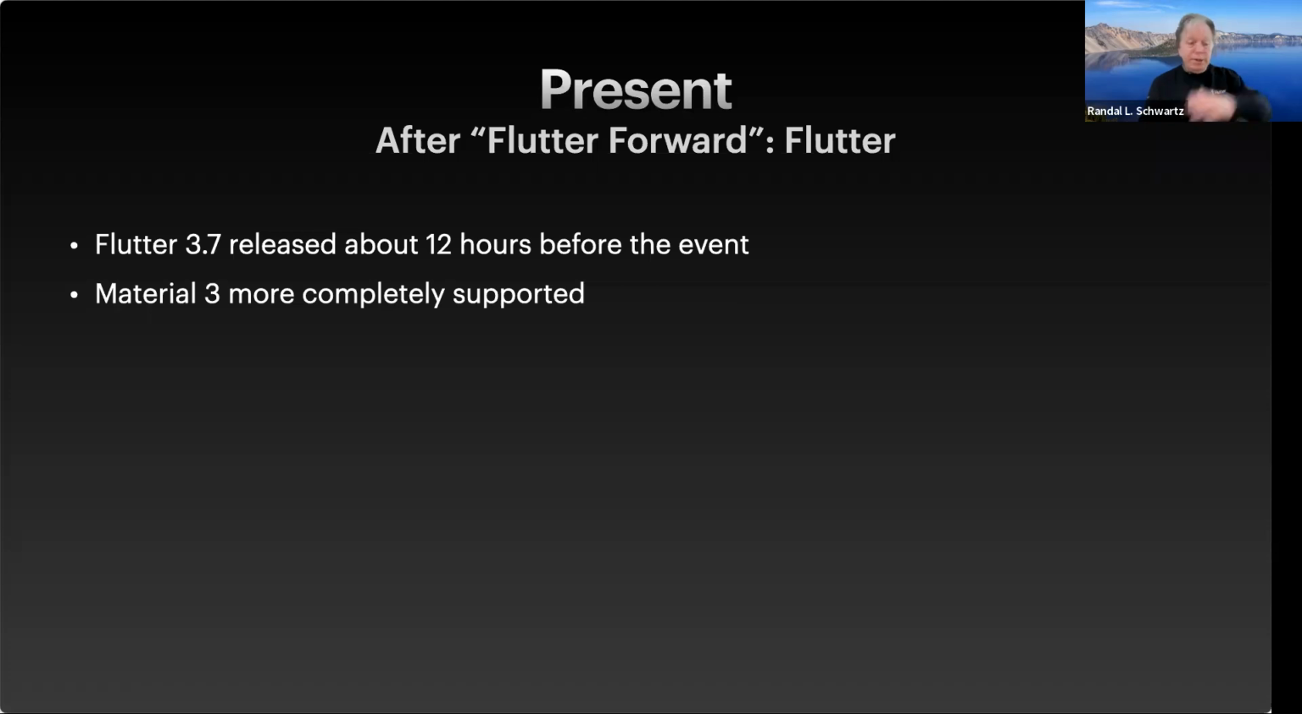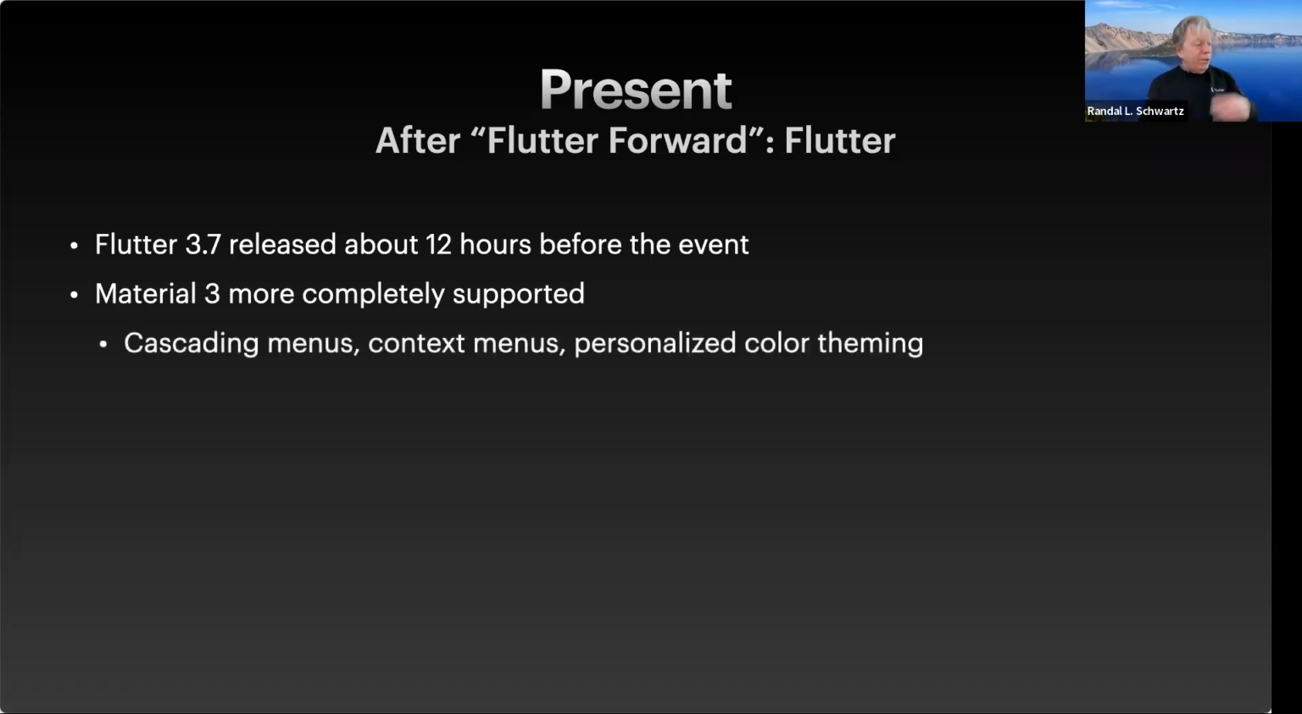And Material 3 is an evolution of that. So it got even smarter. We got things like cascading menus, context menus, right-click menus, and personalized color theming. If you want to set your phone to be mostly bluish, then you can have Flutter apps that respect that and kind of tune it more towards blue. Pretty cool.